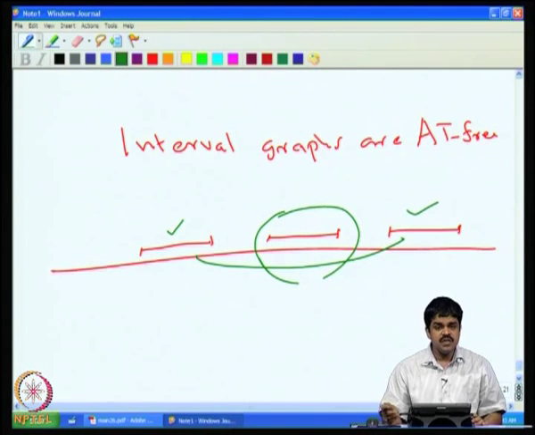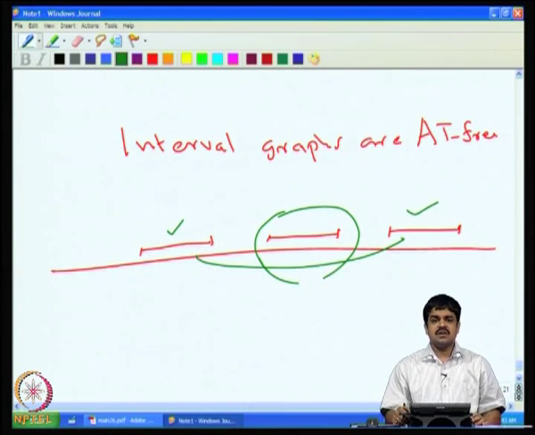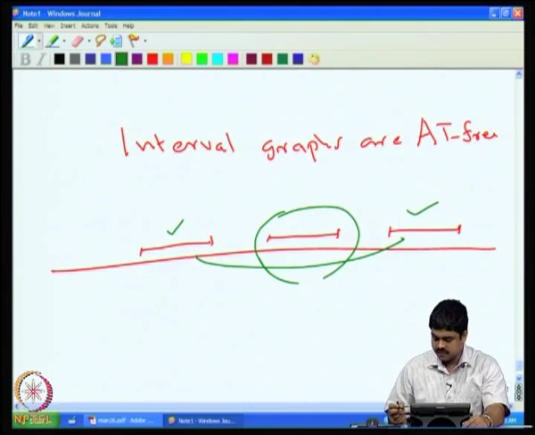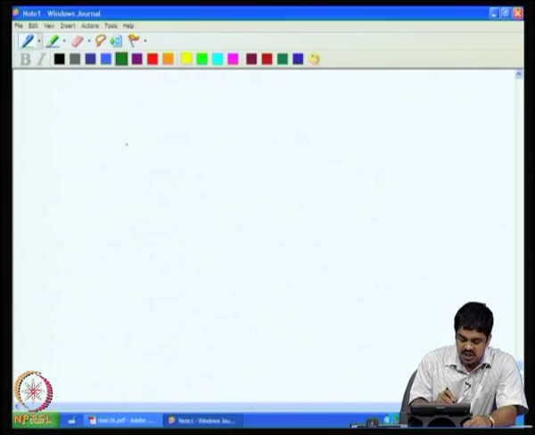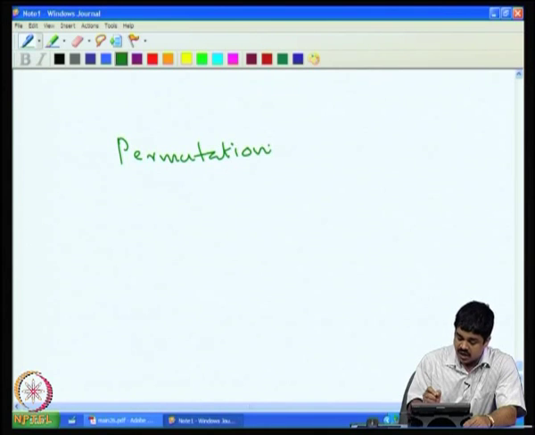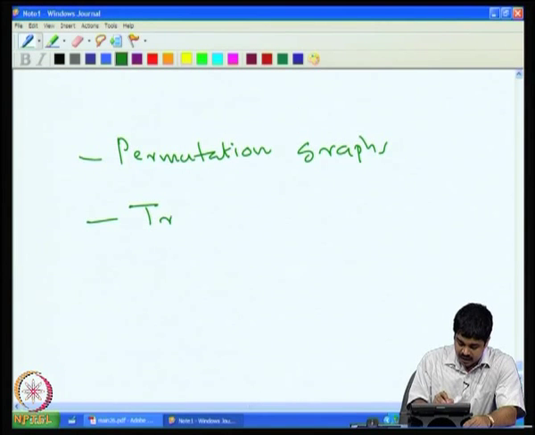And AT free graphs are a very large class of graphs. It also contains many other classes like the permutation graphs, which we will discuss in some detail in the next class, because they are also an interesting class, and another class is trapezoidal graphs.